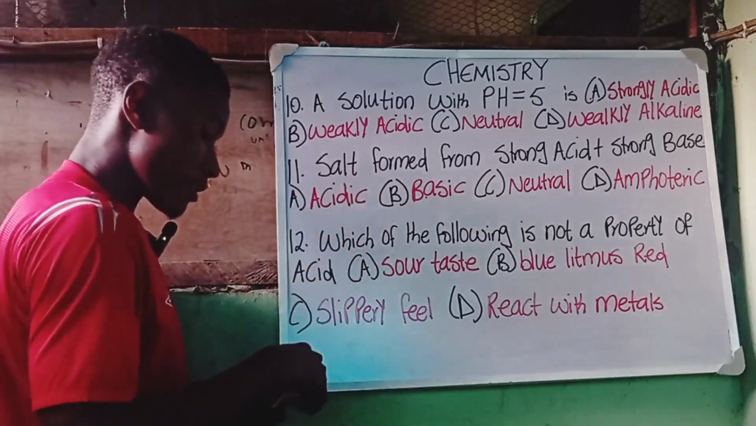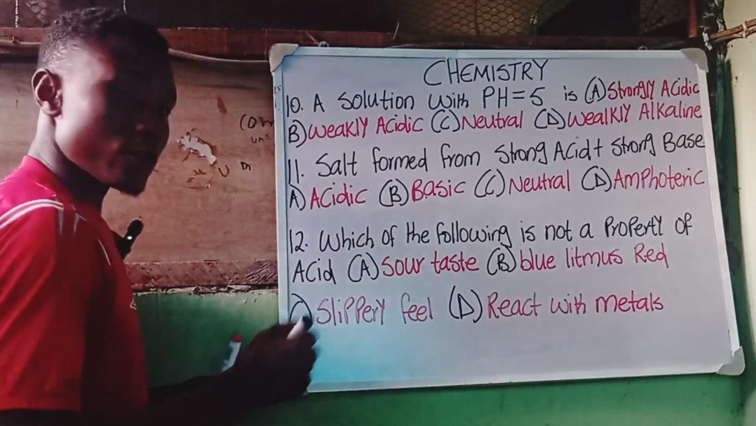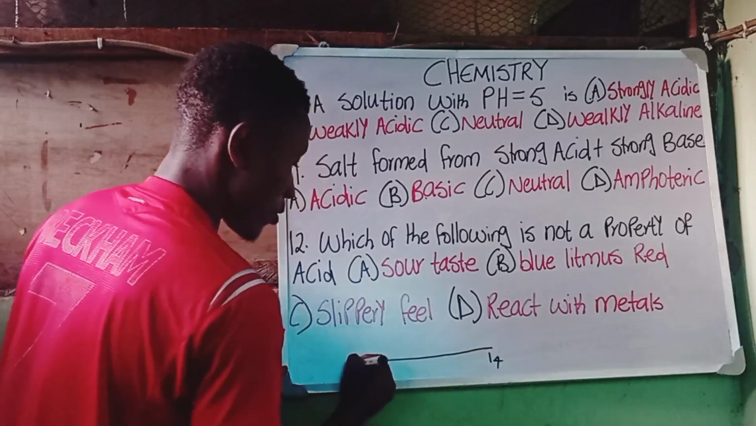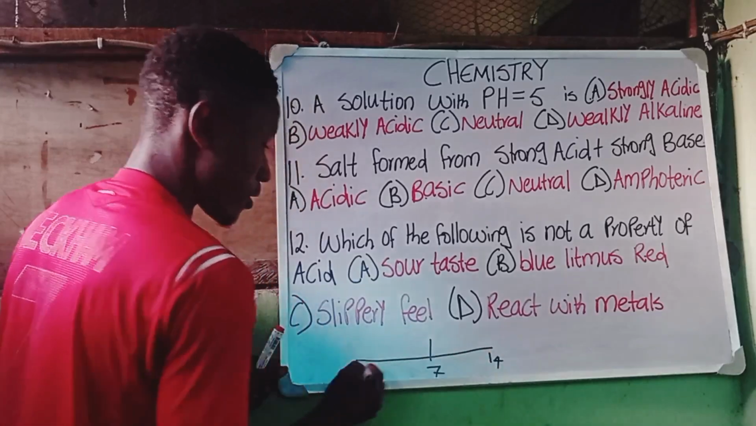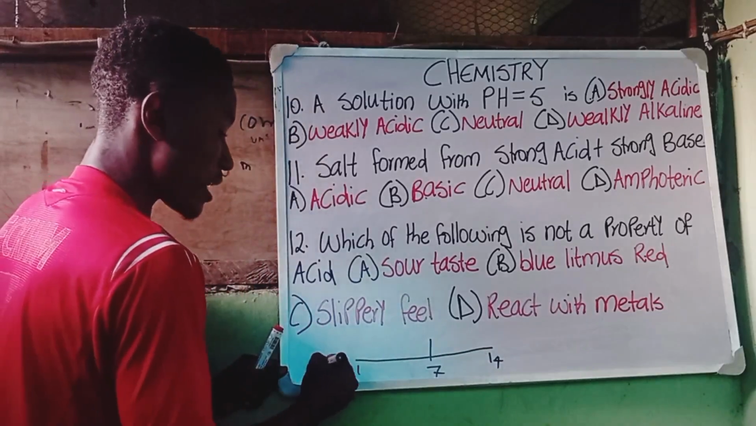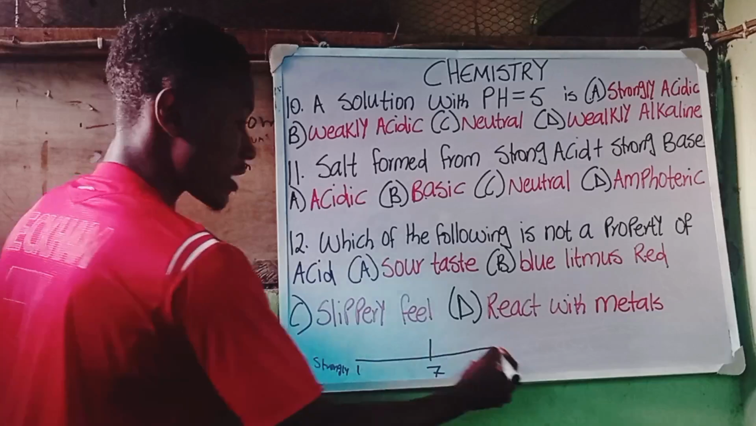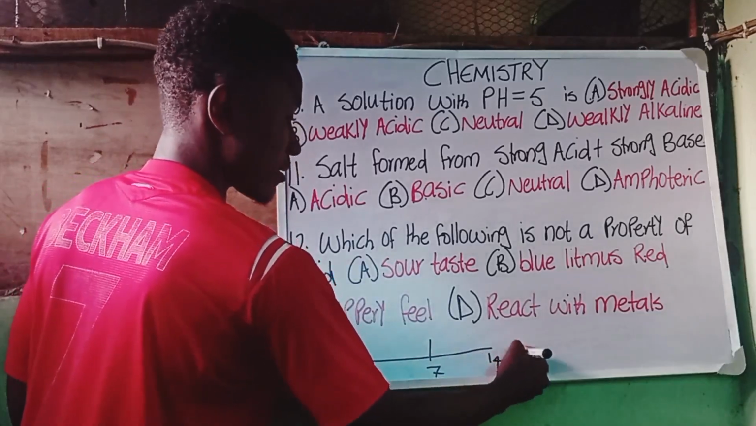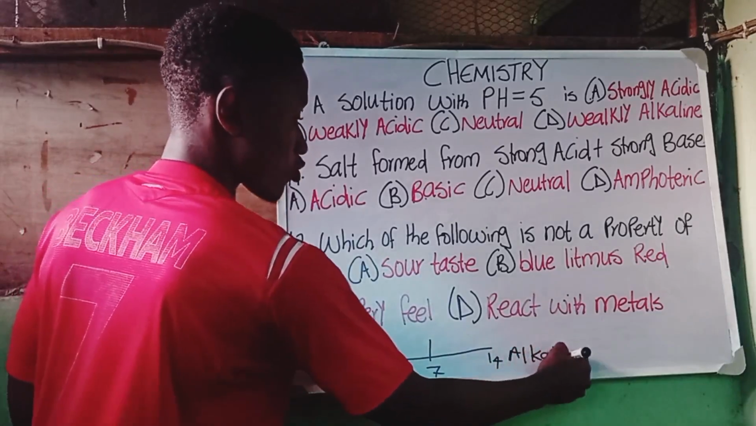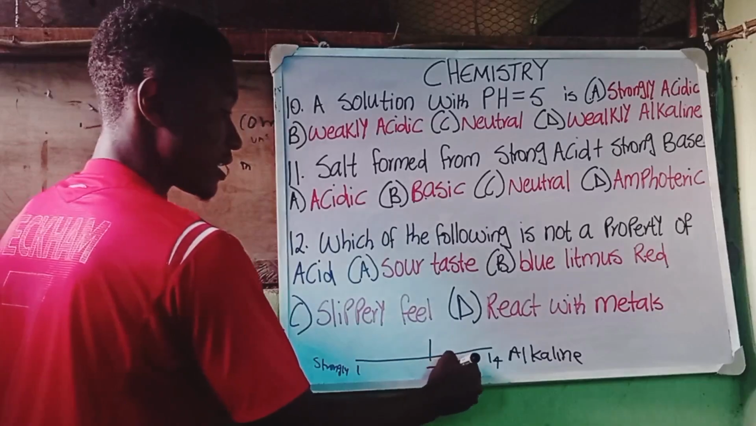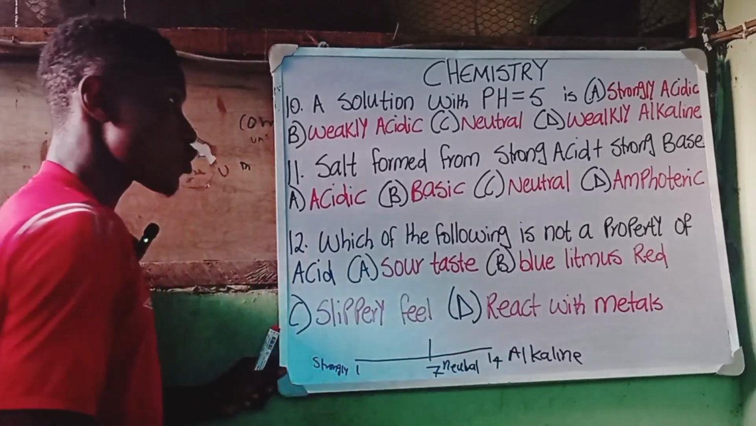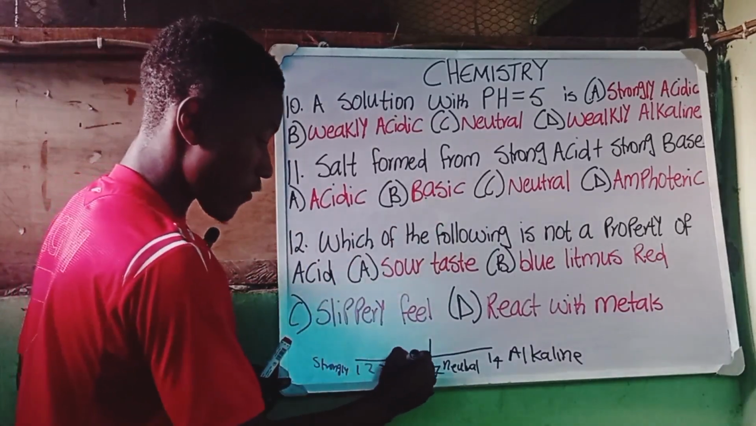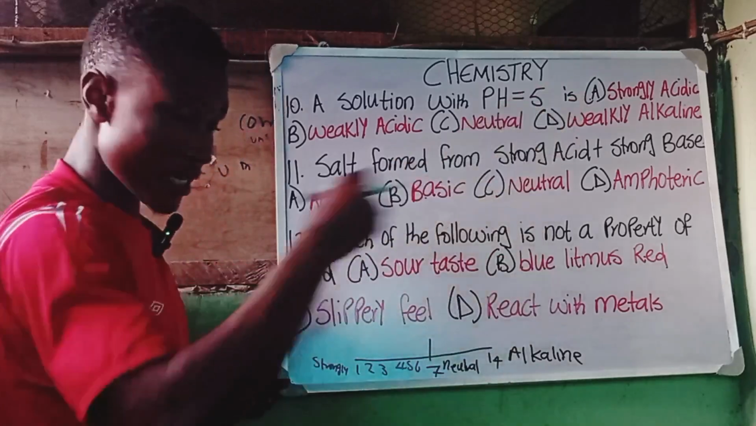Before we get this, let's draw our table. This is where we are going to get the ranges. With a straight line, we are going to have 14, and we are going to have 1, and we are going to have 7. So 1 is known as strongly acidic, and 14 is known as strongly alkaline, and 7 is our neutral. So a solution with pH 5. What we are going to have here is 2, 3, 4, 5, 6, 7, 8, 9, 10.